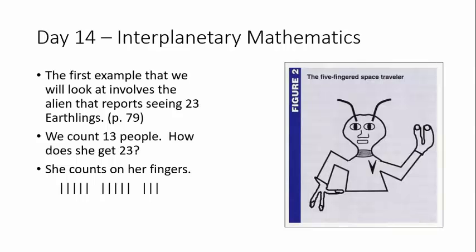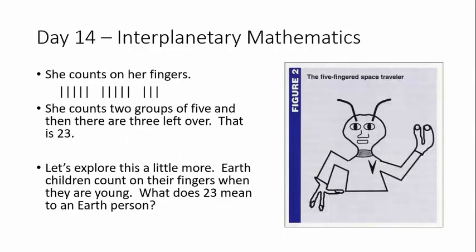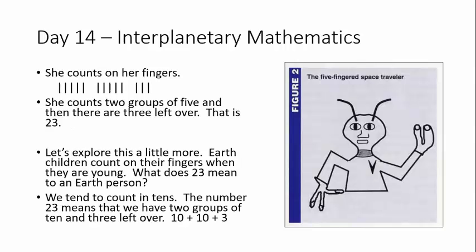Notice how many fingers the alien has. She counts two groups of 5, and then there are 3 left over. So that's 23. Let's think about how Earthlings operate. Children count on their fingers when they're young. So what does 23 mean to an Earth person? It means that we've got 2 groups of 10 and 3 left over.